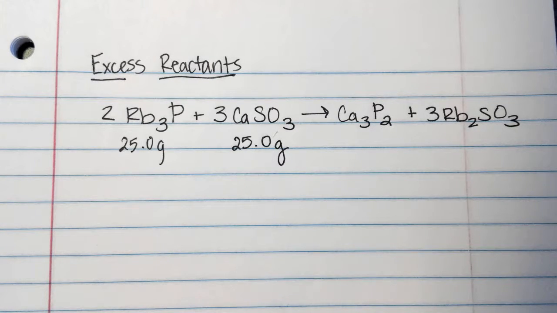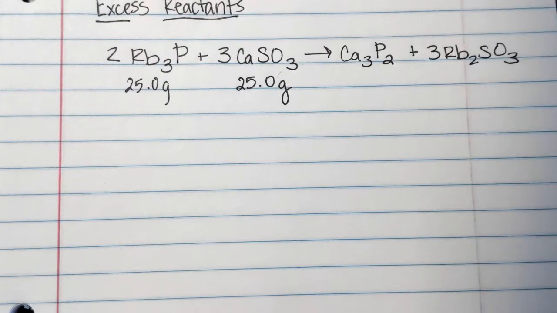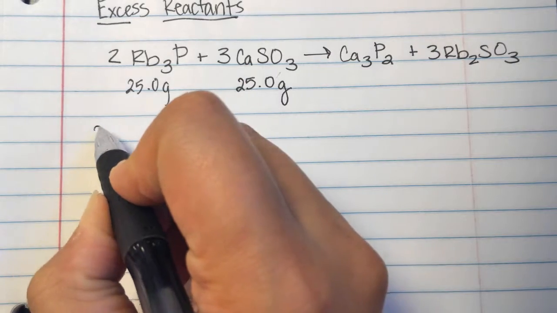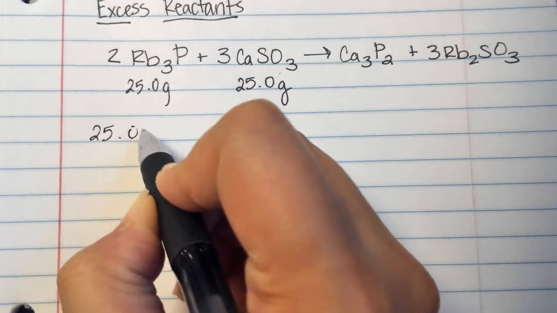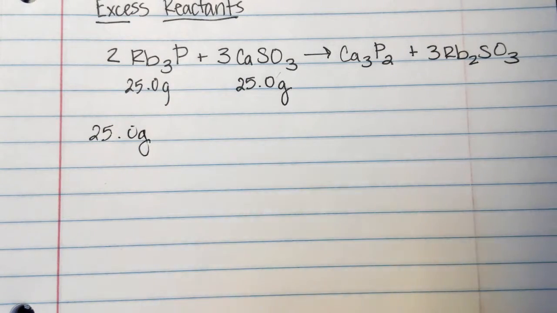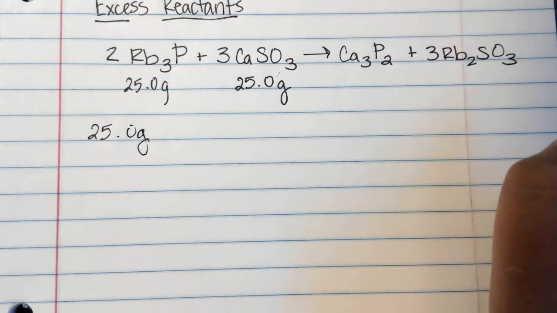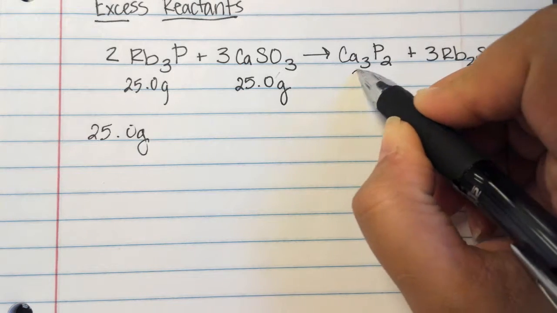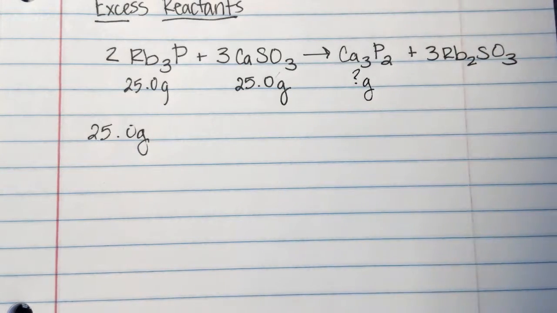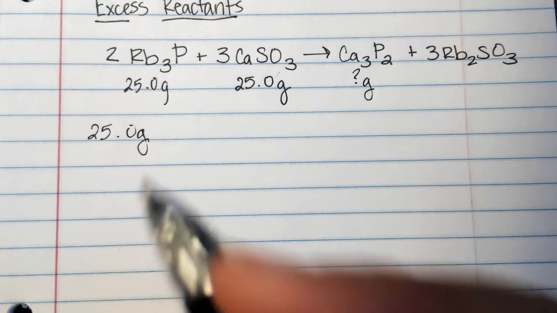So let's get started. Anytime we're finding the excess reactant, the first thing you do is find the limiting reactant. So we are going to take both of these compounds and convert them to one of the products. For me, I am going to convert to Ca3P2. So I'm going to convert this to grams, and then that way I can see which one's limiting based off of which one runs out first.